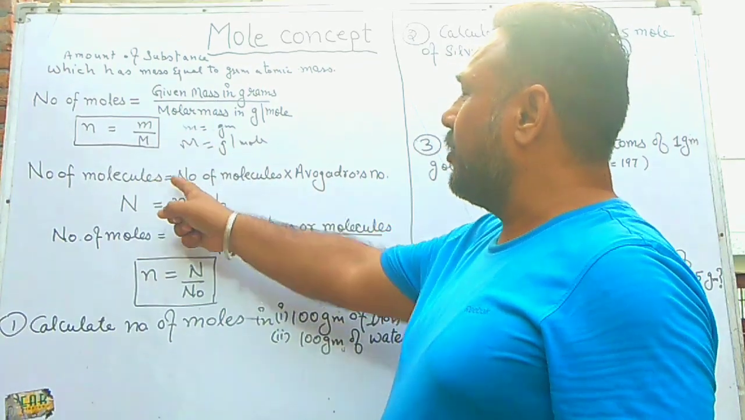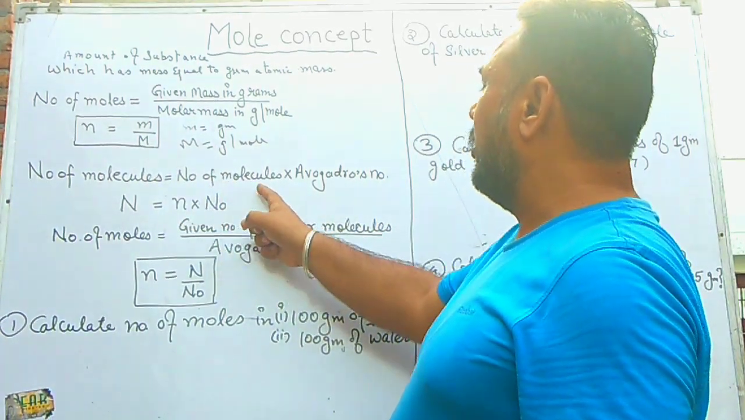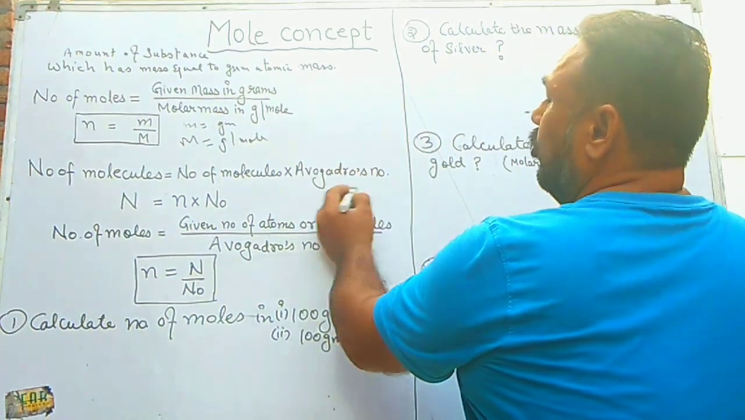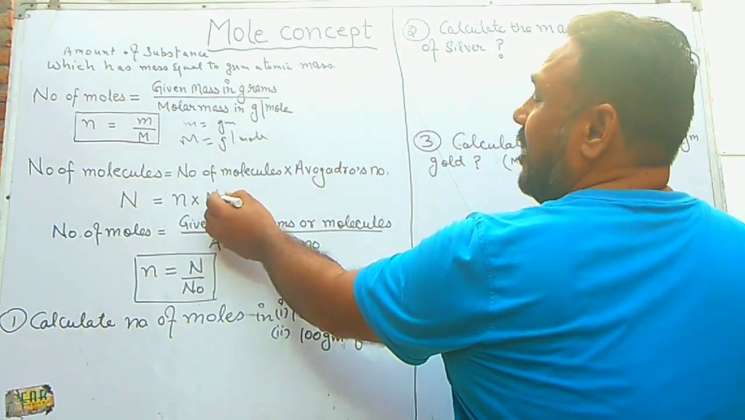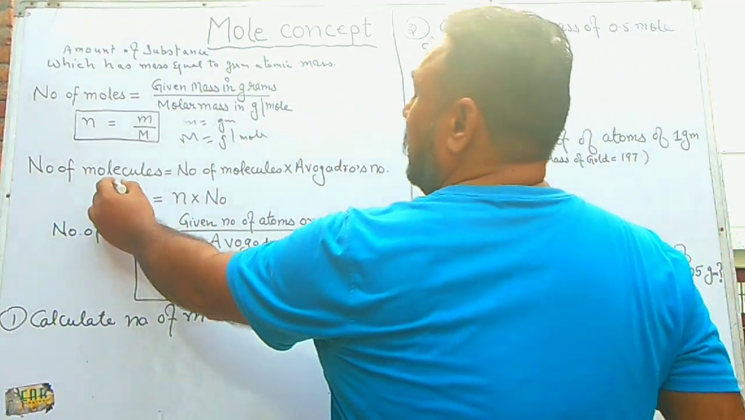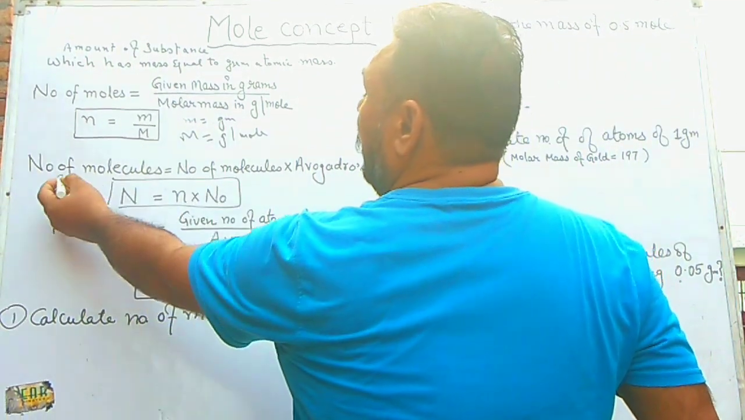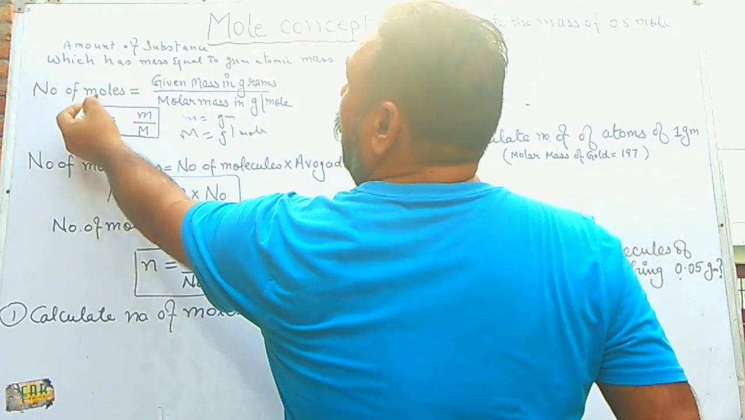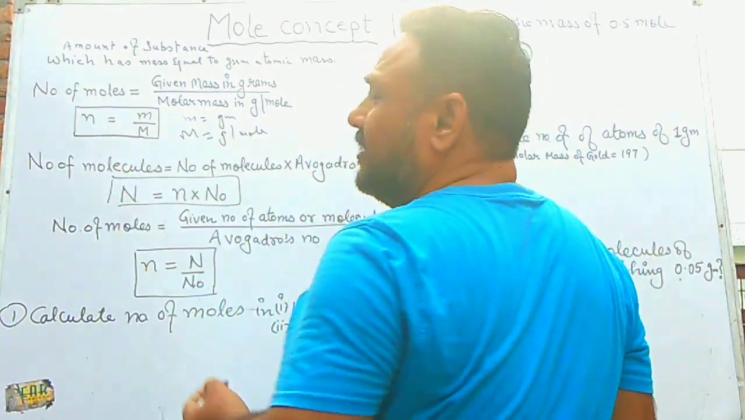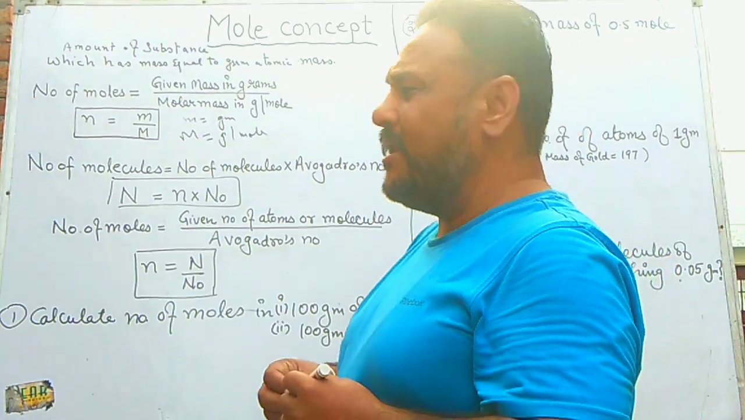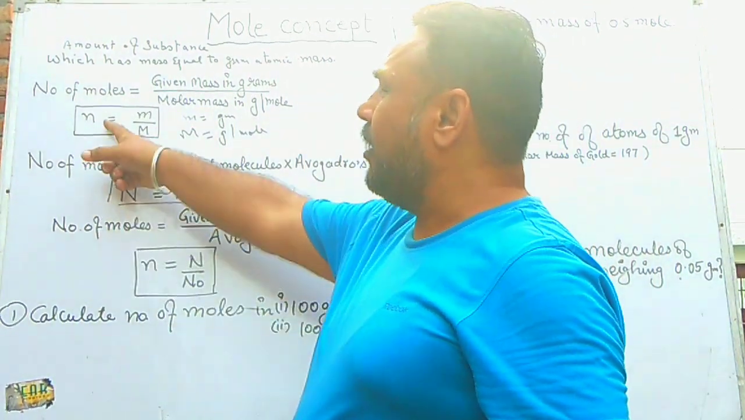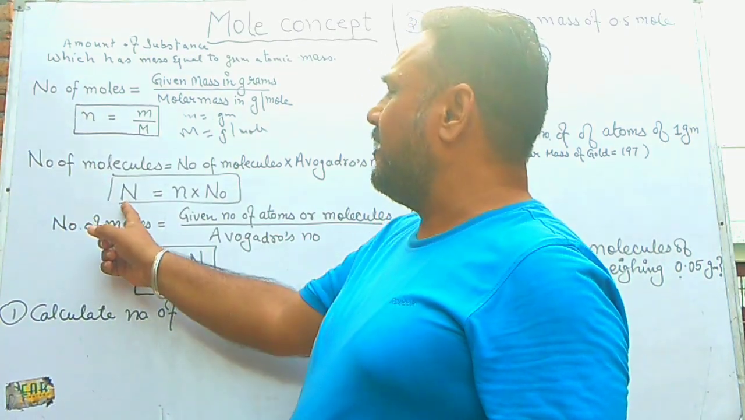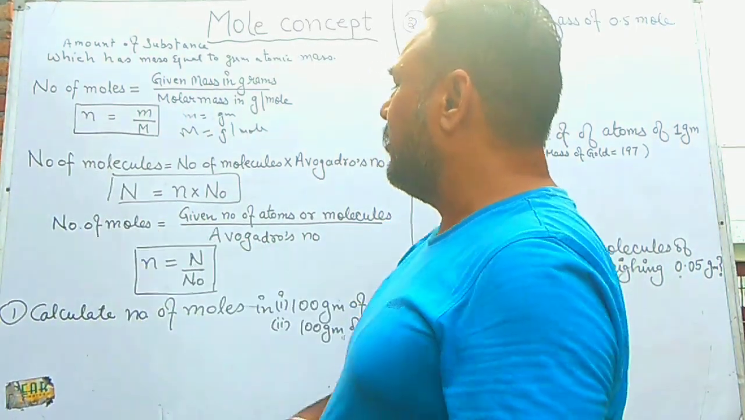The number of molecules is equal to the number of moles into the Avogadro number, and Avogadro number we denote with capital N naught. So this is the formula for this. This is the difference between capital N and small n: small n stands for the number of moles, and capital N stands for the number of molecules.